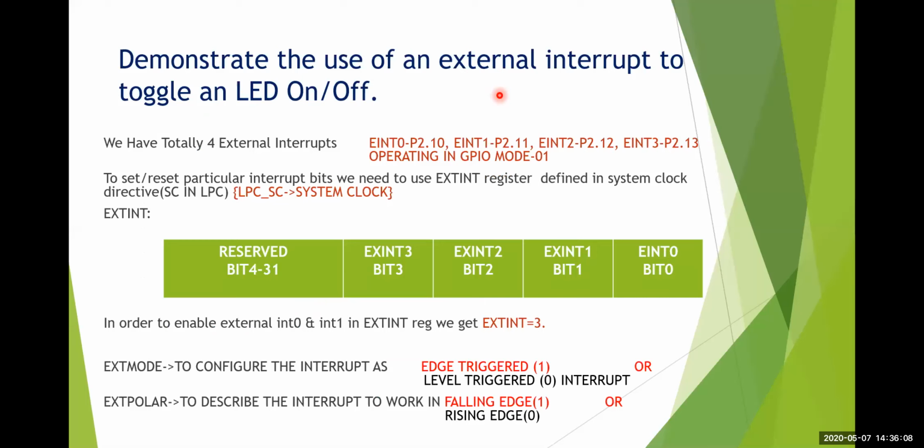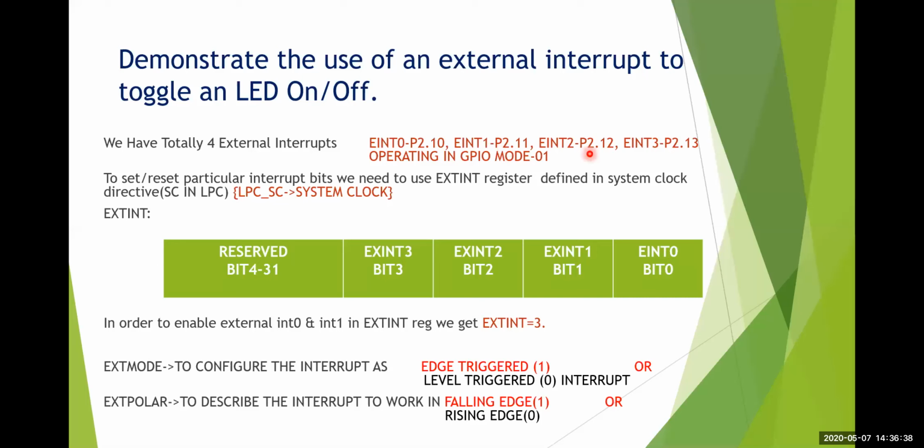There are four external interrupts in Cortex M3: external interrupt 0, external interrupt 1, external interrupt 2, and external interrupt 3. EINT stands for external interrupt. External interrupt 0 is connected to the 10th pin of port 2. Similarly, external interrupt 1 is connected to the 11th pin of port 2. All the external interrupt pins are on port 2 only.